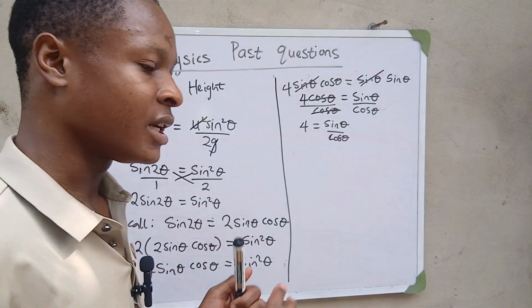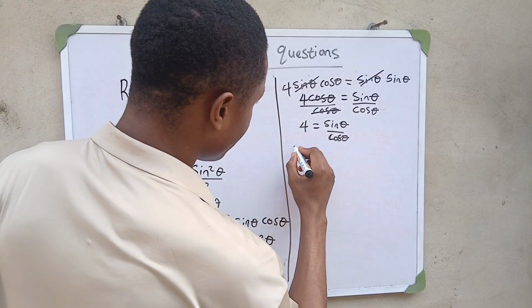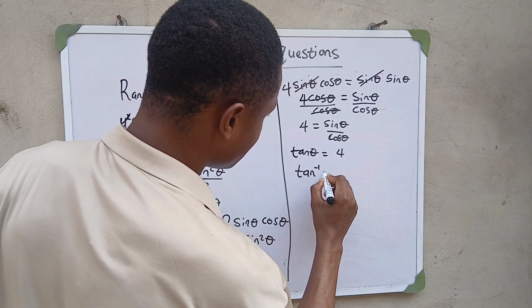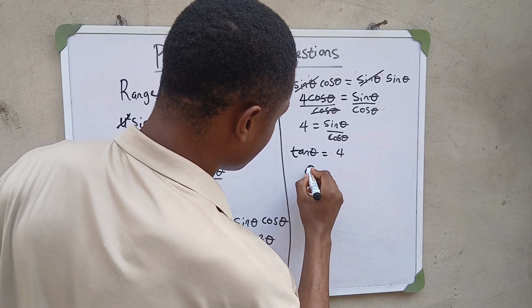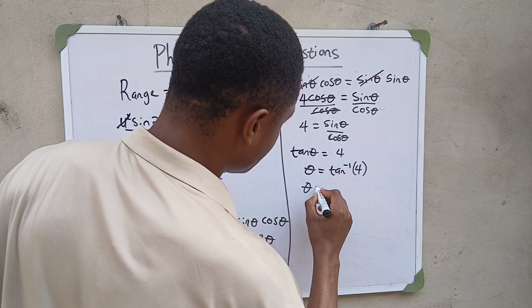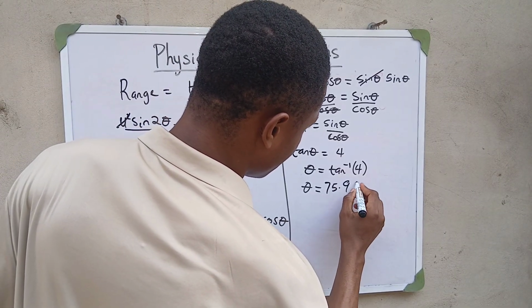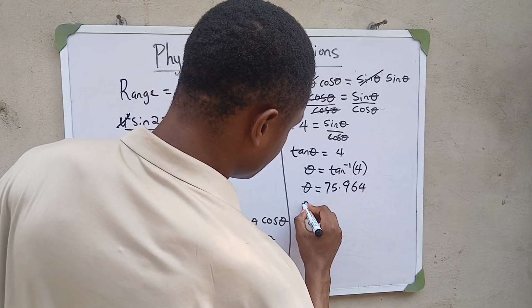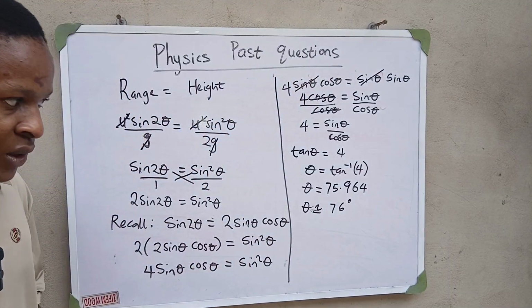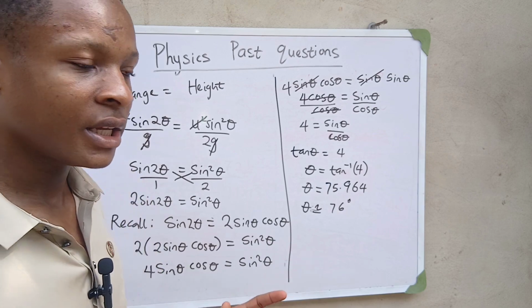And what is sine theta over cos theta in trig? Sine theta over cos theta is tan theta. So therefore tan theta is 4. So theta is tan inverse of 4. Therefore theta is 75.964, so theta is approximately 76 degrees. That means at 76 degrees, the range and the height of a projectile are equal.